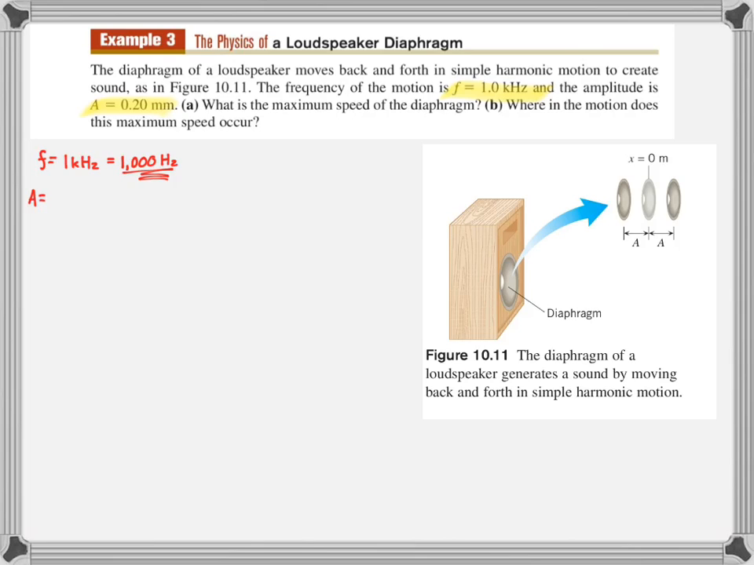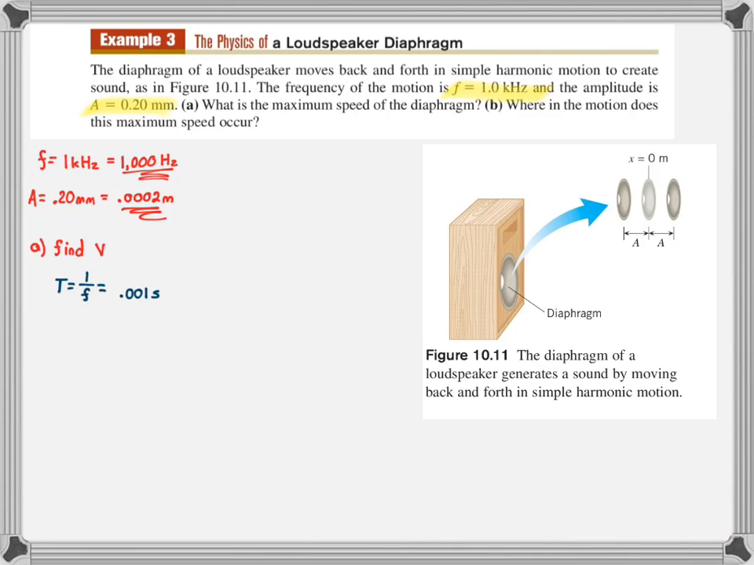times per second. They also give us the amplitude, but just like the frequency, we have to have that in standard units, which means we have to convert it into meters, which is 0.0002 meters. That's the maximum it goes out and in past its equilibrium point. They want us to find the V, so we can.